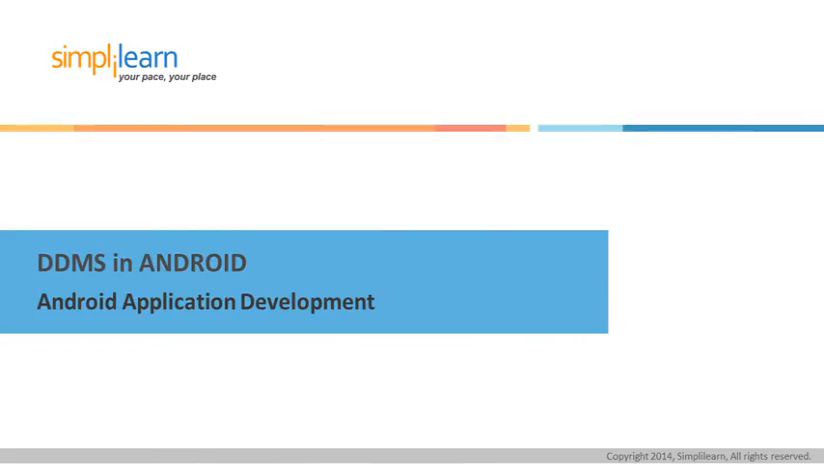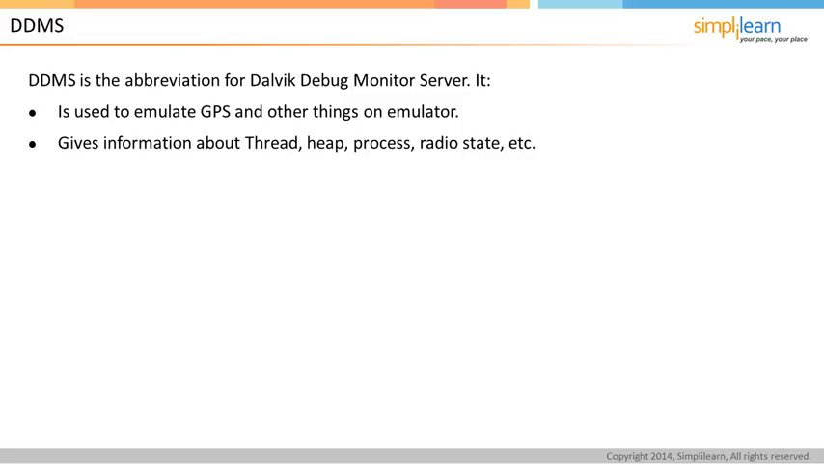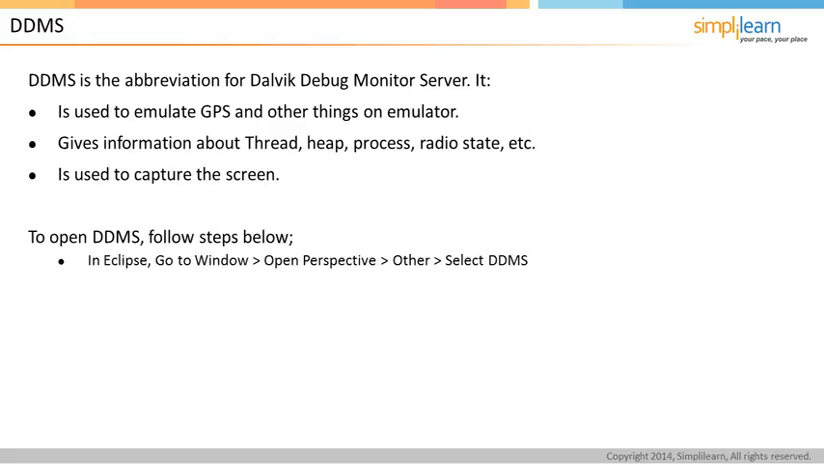Let us discuss a new topic, DDMS in Android. In this slide, we will learn about DDMS. DDMS is the abbreviation for Dalvik Debug Monitor Server. It is used to emulate GPS and other things on the emulator. DDMS gives information about thread, heap, process, radio state, etc. One can capture the screen using DDMS. DDMS can be opened by following the steps given below. In Eclipse, go to the Window menu, go to the Open Perspective option, select Other from the list and select DDMS.